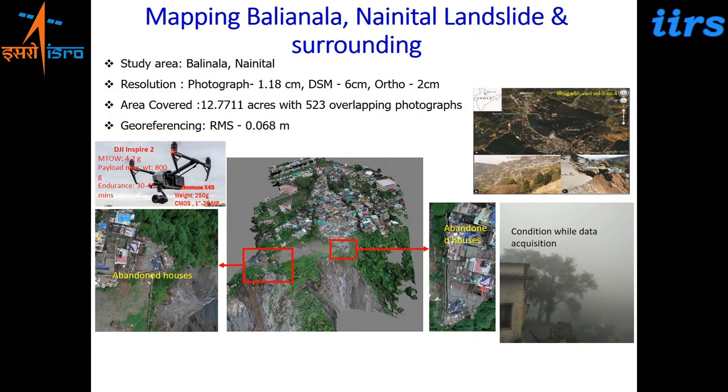Right? And if you see, the quality of the image is not affected. So we could fly below the cloud level at a very close altitude near the object itself and acquire these images. The resolution of the photographs was around 1.18 centimeters, and ortho images of 2 centimeters could be generated.